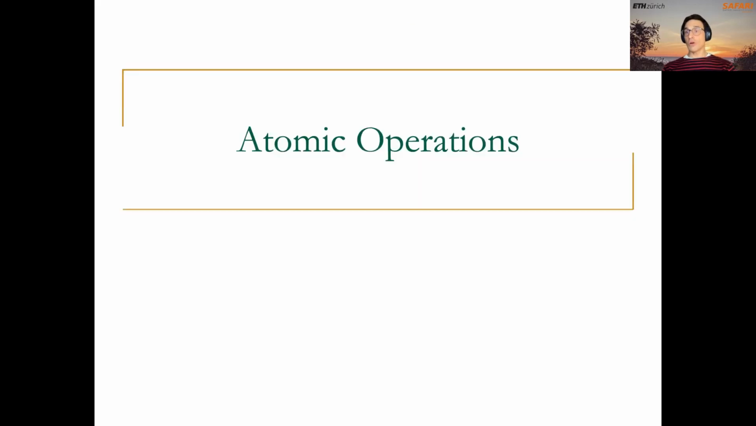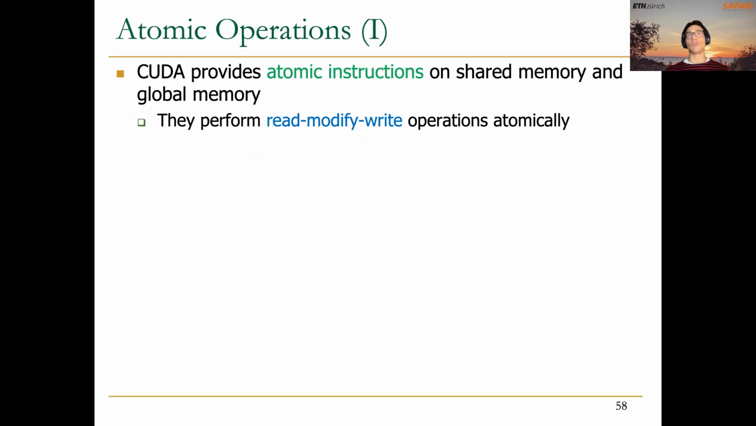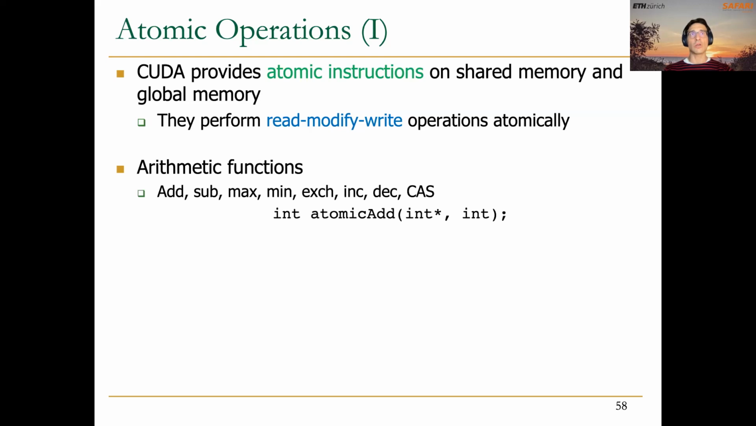Well, now it's time to talk about the other considerations. I mentioned as well in the beginning of the lecture, atomic operations. Atomic operations are extremely useful because they perform read, modify, and write operations atomically. CUDA provides atomic operations since almost the very beginning on shared memory and on global memory. There are different atomic operations, some of them executing arithmetic functions or bitwise operations as well.